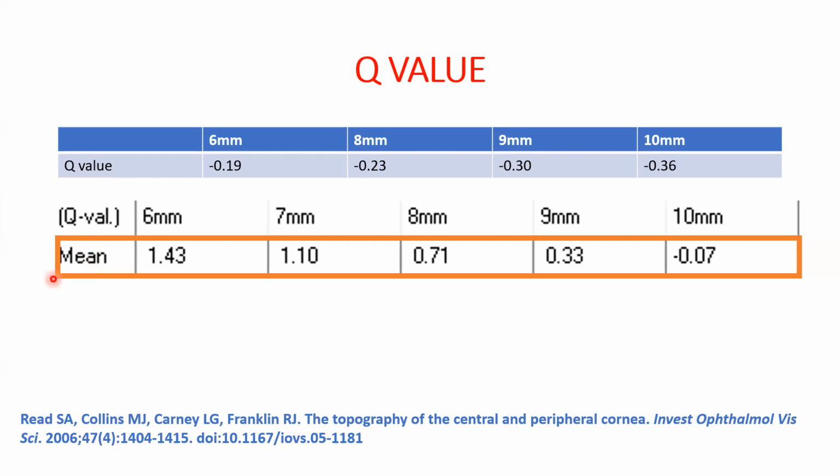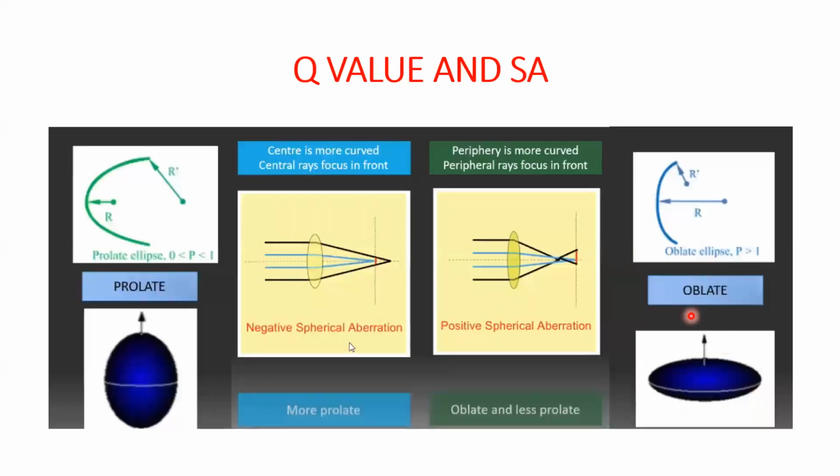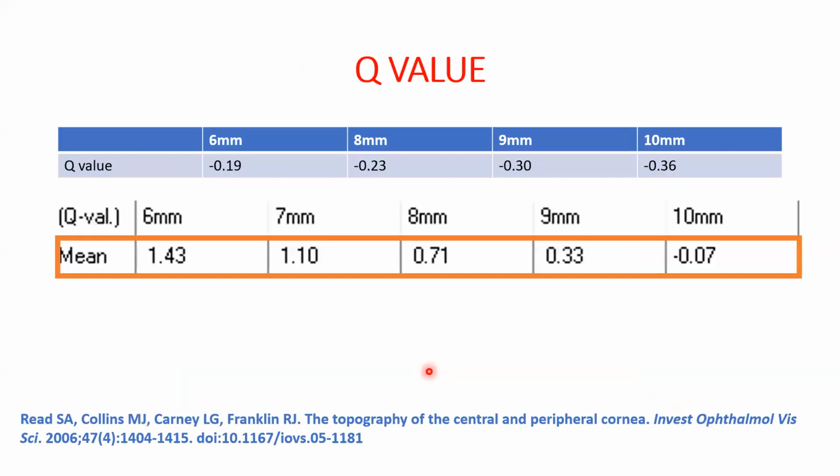In this example highlighted in the orange box, I am showing the Q values of a patient who has previously undergone RK, and we can see a very high positive Q value here. It is 1.43, and the trend of being more prolate has still continued in RK patients, wherein it has tended towards negative in the periphery. So again, an oblate or less prolate surface is going to have a P value or Q value more than 1, which is what we are seeing here in this post-RK patient.